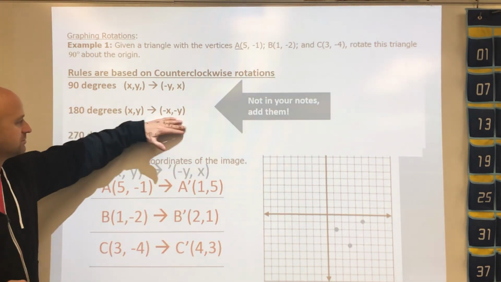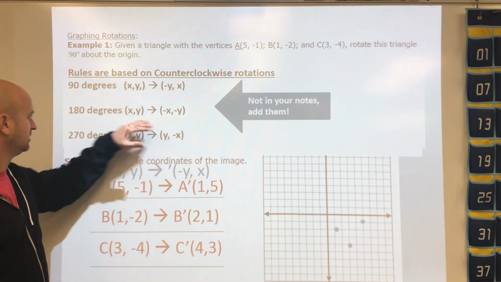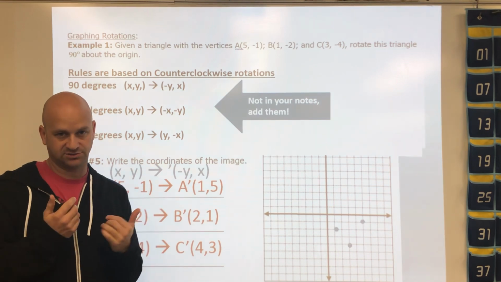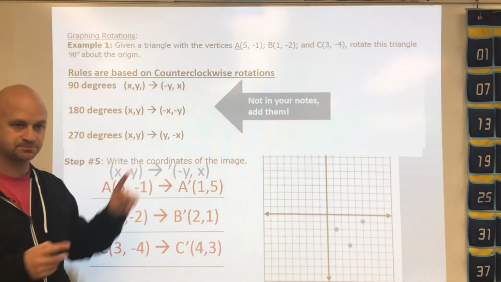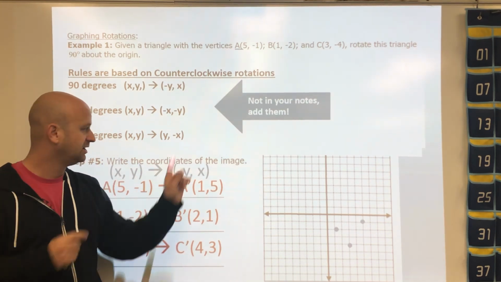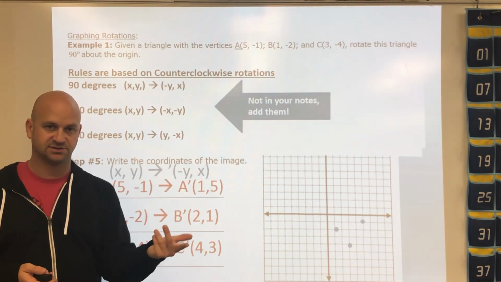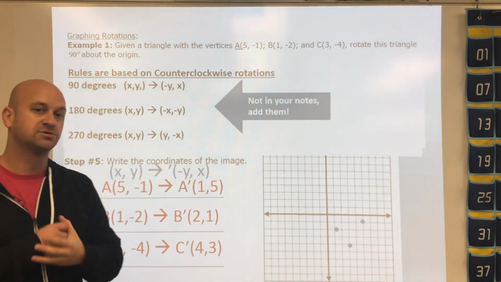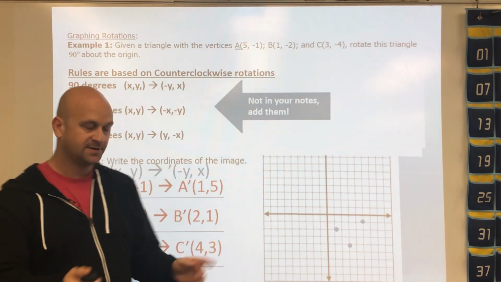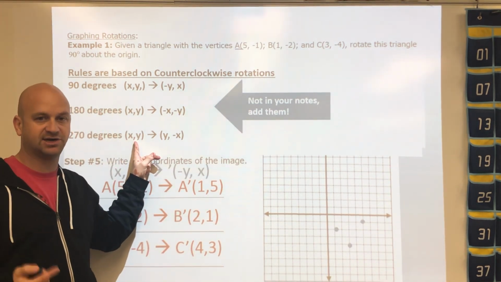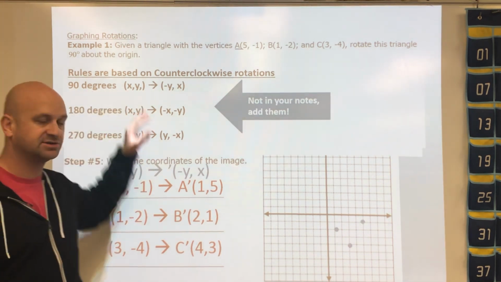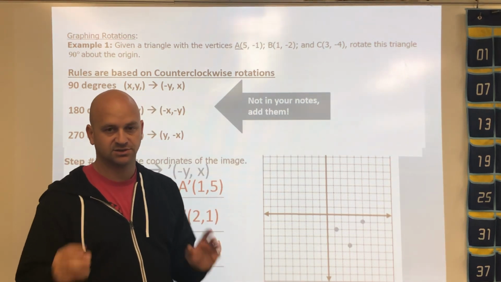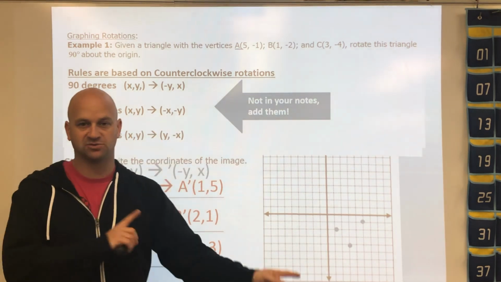The other rules that we're going to use throughout this unit: for 180 degrees, the x and y stay in the same place, but the signs change. For 270 degrees, x and y change places, and the x value changes sign. This is important because these rules are based on counterclockwise rotations. So if the rotation was 90 degrees clockwise, that would be the same as 270 counterclockwise. And 90 degrees counterclockwise is the same as 270 degrees clockwise. Keep that in mind. 180 degrees is the same no matter which way you go.